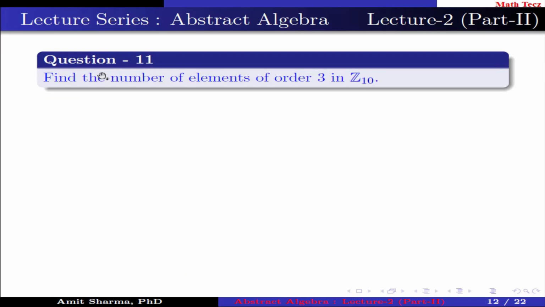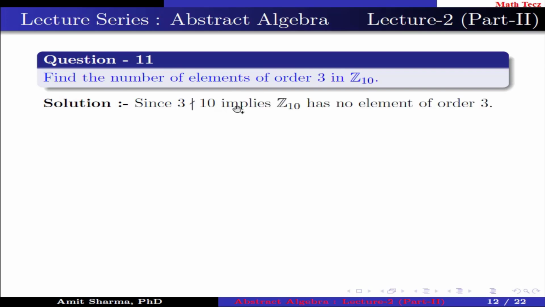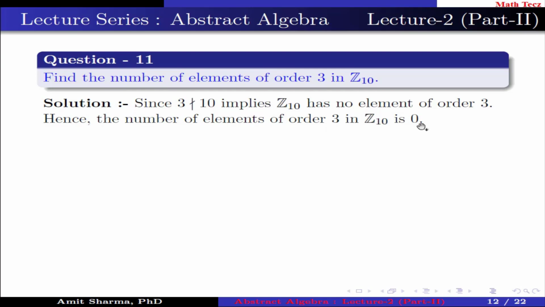Question number 11. Find the number of elements of order 3 in Z10. Since 3 does not divide 10, this implies Z10 has no element of order 3. Hence, the number of elements of order 3 in Z10 is 0.